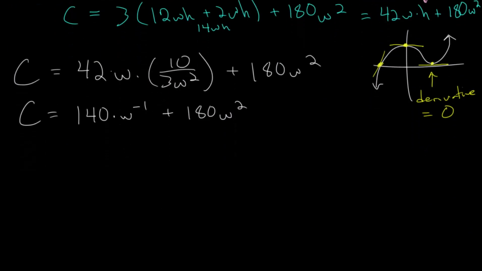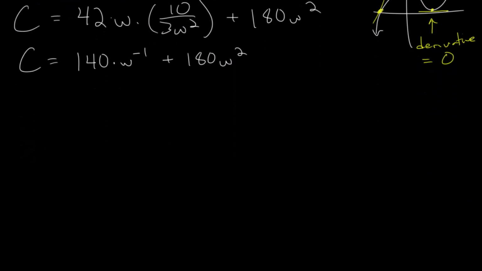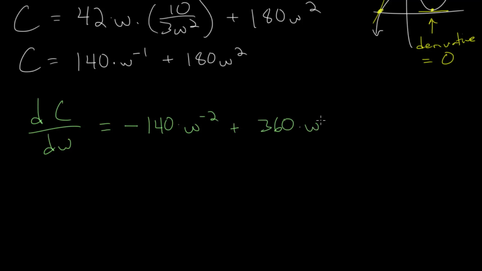So let's take the derivative of this cost function, and we're taking that with respect to the variable w. So we're using the power rule. We bring down the exponent and multiply. We get minus 140, and then we subtract the exponent by 1. We do the same here. We bring down the 2. This becomes 360 multiplied by w to the first power. And we could rewrite this as minus 140 over w squared plus 360 multiplied by w.